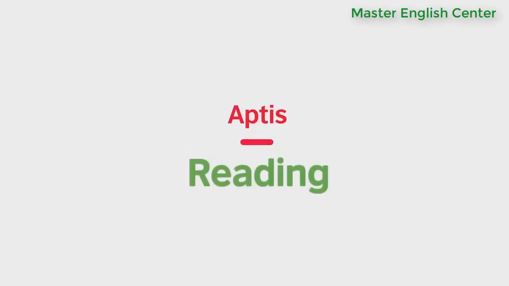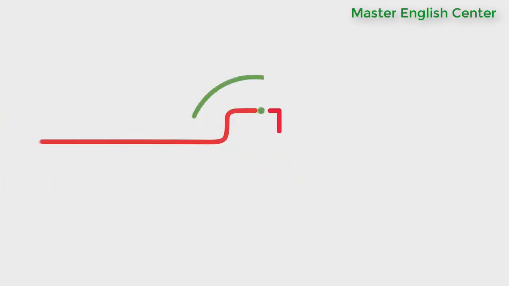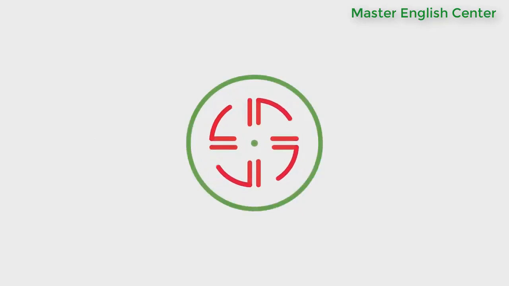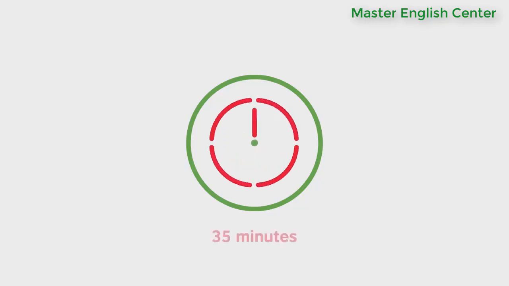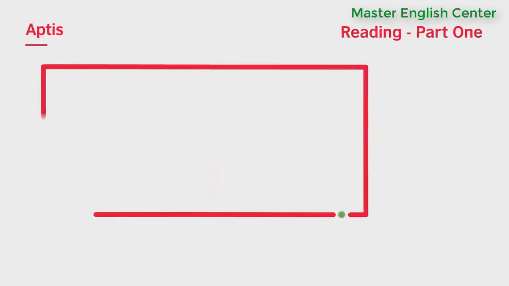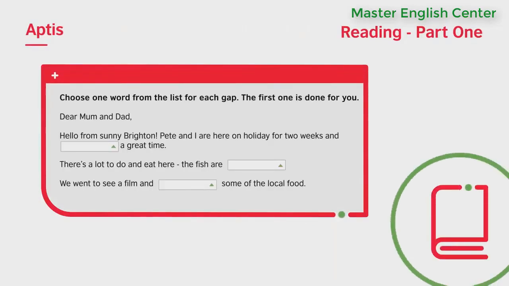This is an overview of the Aptis reading component. The reading test is divided into 4 parts, and the tasks become more difficult as the test progresses. You will have 35 minutes to complete this part. The first part tests your ability to read and understand simple sentences. You will have to complete 5 sentences by choosing the appropriate word from a drop-down list. Make sure you read each sentence and all possible answers carefully before making your choice.